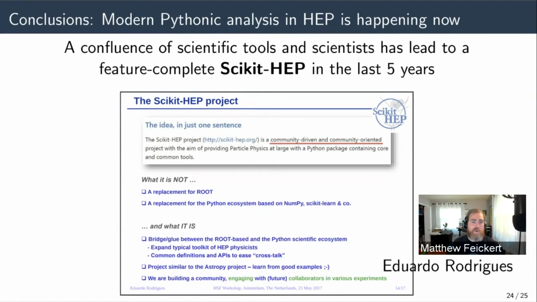Hopefully we've shown you that through a confluence of scientific tools and developers, engineers, and scientists, we've started to reach a full feature-complete PyHEP in the last 5 years, and this really has been a true community effort. What you're seeing here is a slide stolen from a presentation that Eduardo Rodrigues, one of the founding members and visionaries of the PyHEP project, showed at a workshop for the High Energy Physics Software Foundation back in 2017.